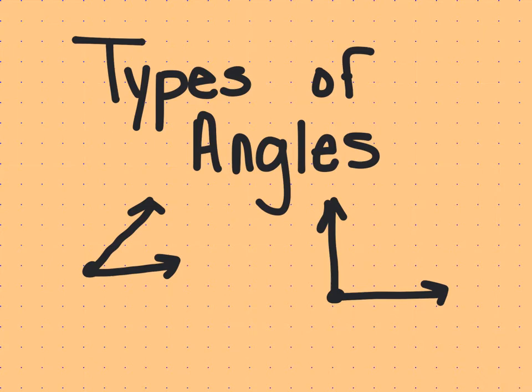Today we're going to talk about the different types of angles. The first type of angle that I would like to talk about is an angle called a right angle. And I'm going to go ahead and draw a right angle for you.